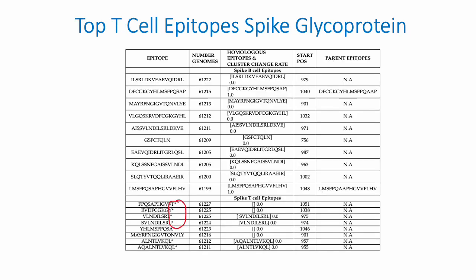So based on the epitope presence across 69,000 genomes, we report the top 10 epitopes for spike B cell, spike T cell, nucleoprotein B cell, and nucleoprotein T cell epitopes. We also report the number of genomes they were found in, other epitopes that they clustered with based on sequence, the start position, and the parent epitopes in case this epitope is a candidate epitope.